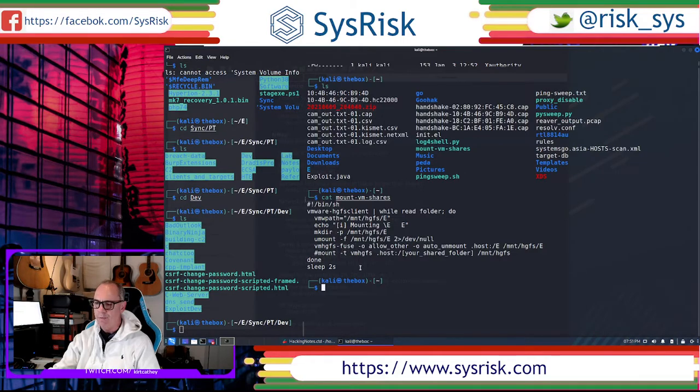I run this script after I've logged into Kali for the first time, and it sets up an E drive for me. That's a drive that syncs across the cloud and then syncs with other E drive systems that I have in my other computers.